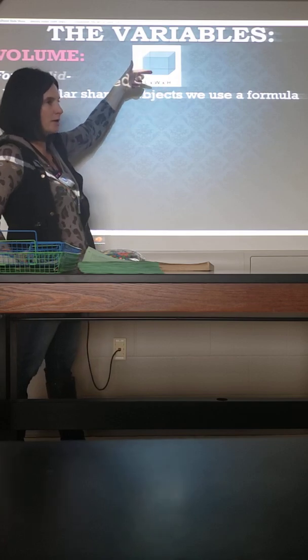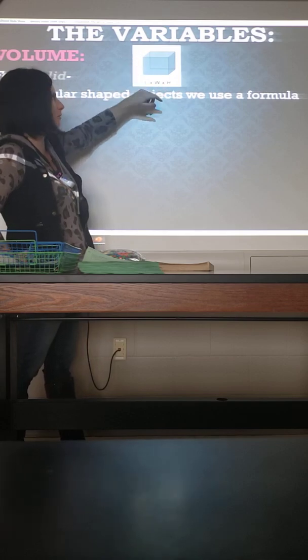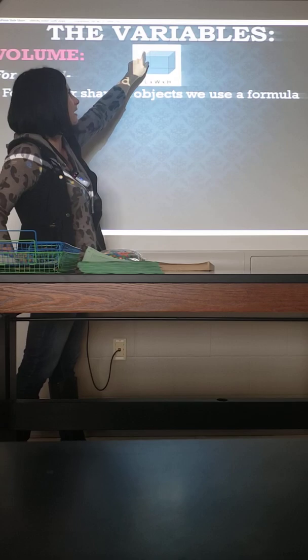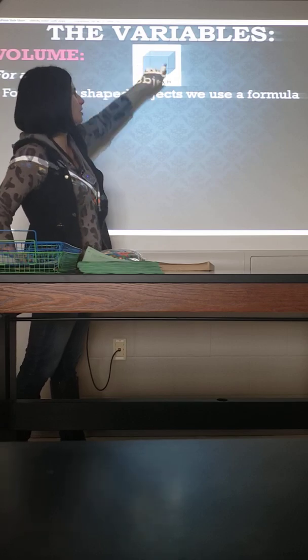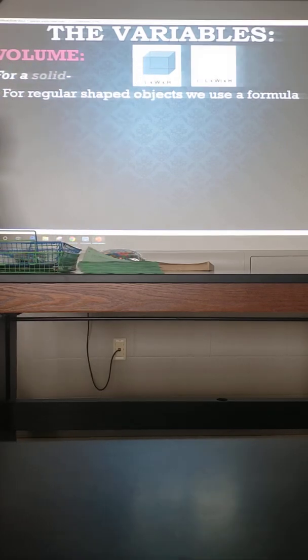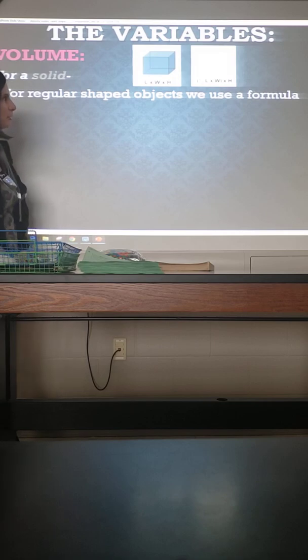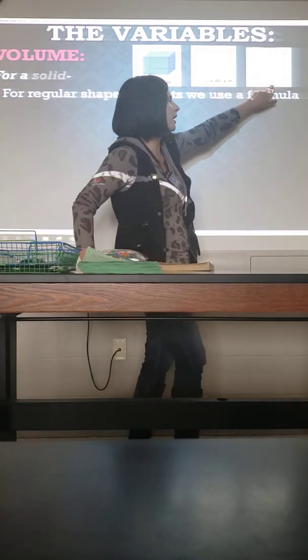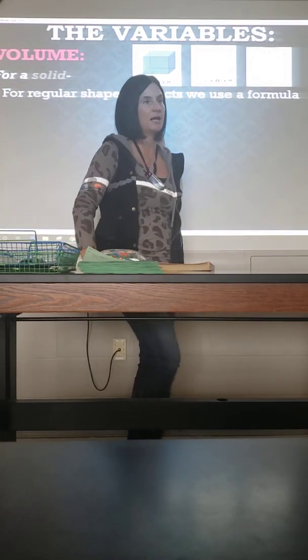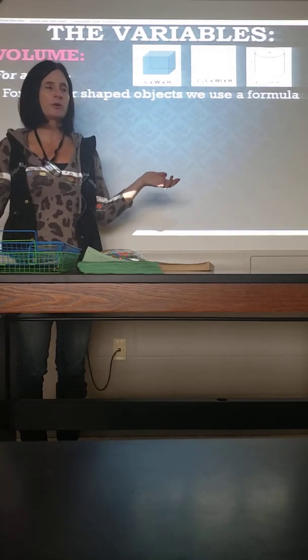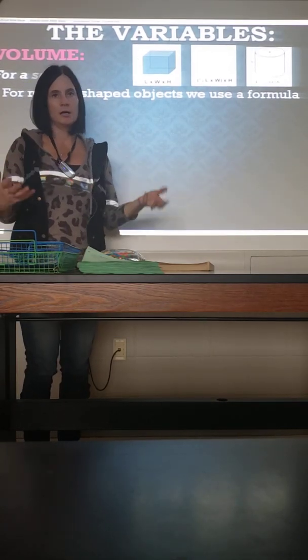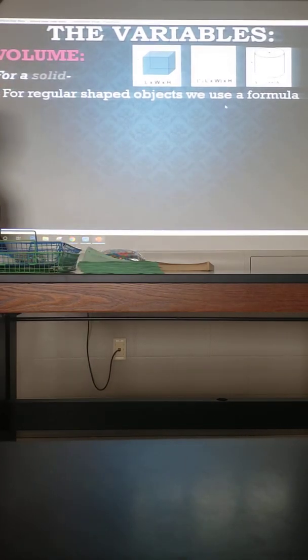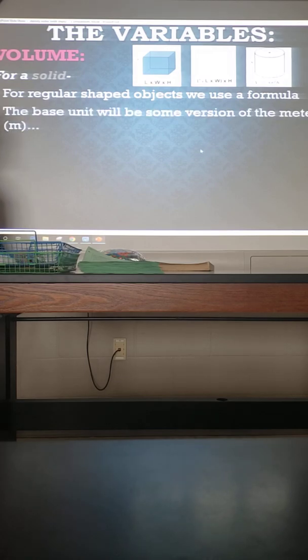So for a square or a rectangle, you have length times width times height. For a pyramid, half the length times width times height. For the volume of a cylinder, you have pi times the radius squared times the height. You can look up all those formulas if it's a regular shape. All of these regularly shaped objects have formulas.